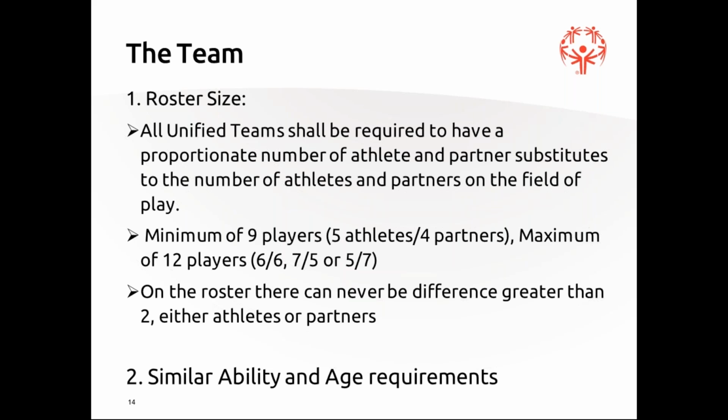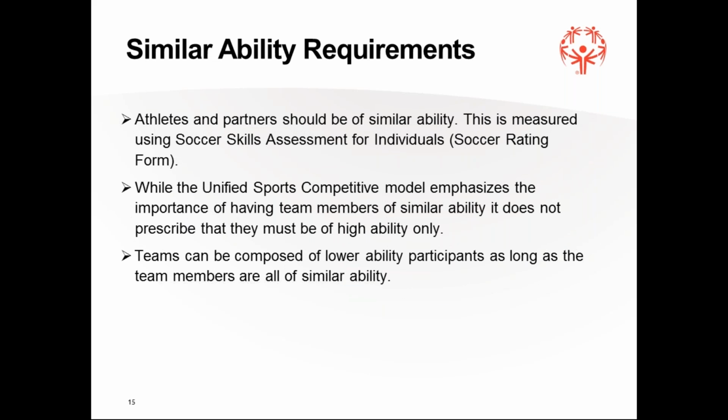Remember, your team roster can never have more than 2. Sorry, everyone. On the roster, there can never be a difference greater than 2, whether it's athletes or partners. That's why you'll see the 7 and 5 and the 5 and 7 in the maximum numbers of players on the team. Let's talk about those similar ability and age requirements.